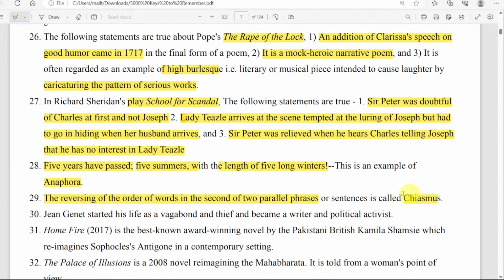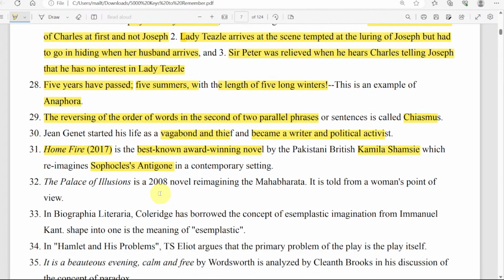And Jean Genet started his life as a vagabond, quite important, as a thief, and became a writer and political activist. Home Fire, I hope you know this work. It was published in 2017, and it is the best known award winning novel by Pakistani British writer Kamila Shamsie, right? And it reimagines Sophocles' Antigone in a contemporary setting. And The Palace of Illusions is a 2008 novel reimagining the Mahabharata. Important also, it is told from a woman's point of view.